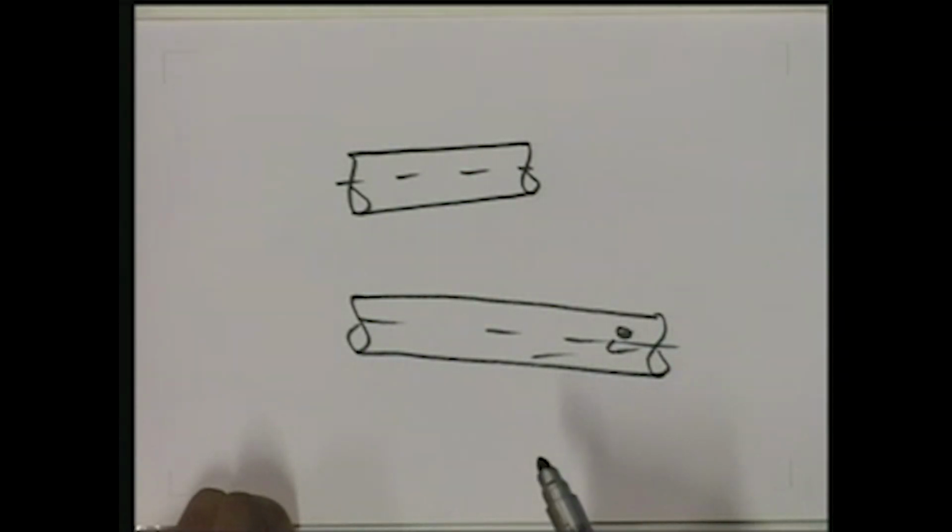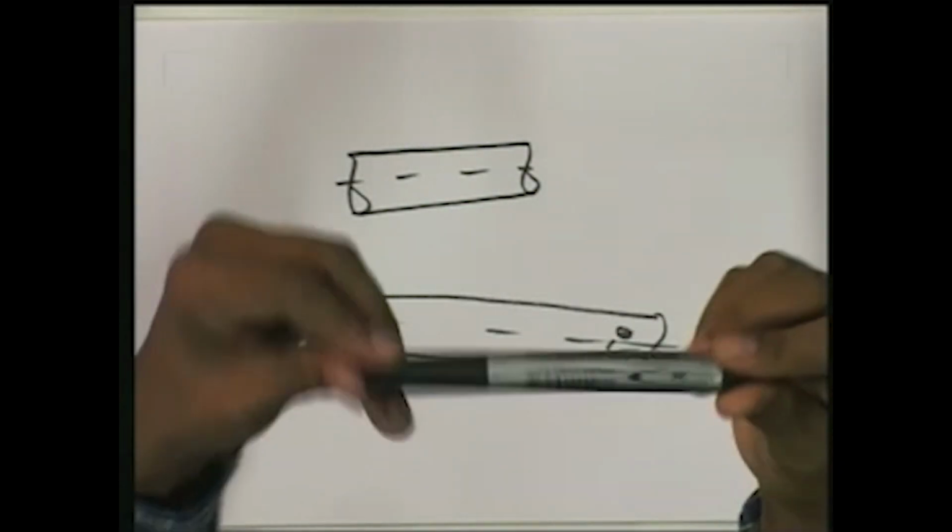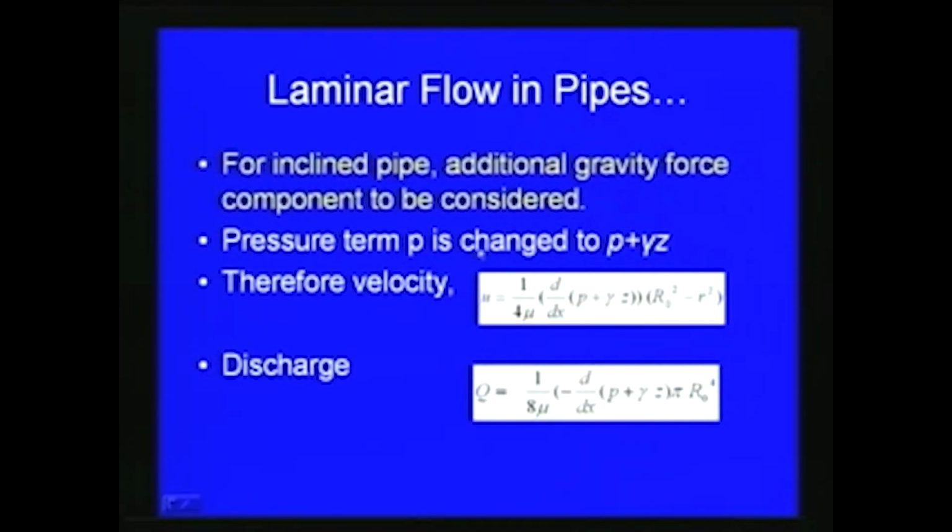So, for inclined pipe, if we consider this as a pipe in the horizontal position, then we do not have to consider the gravitational effect with respect to the weight of the fluid. But when the inclination comes, we have to consider the gravitational effect here, with respect to the weight of the fluid. So, for inclined pipe, an additional gravity force component is to be considered. So, the pressure term is changed to P plus gamma Z.